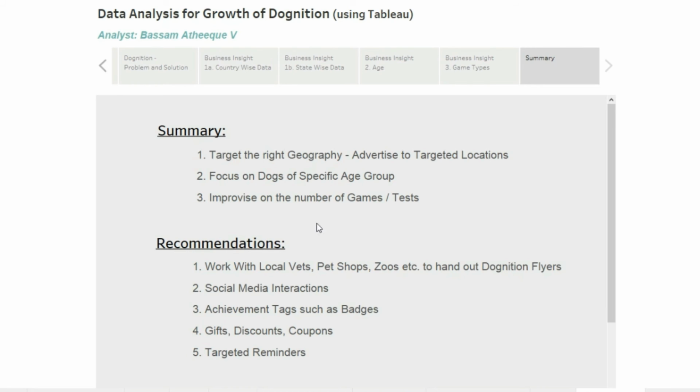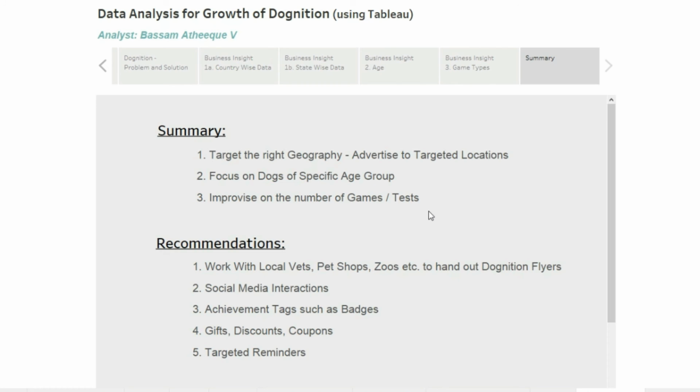Next is improvise on the number of games and tests. I feel that there was a lot of useless games. I'll be blunt about it. Lots of useless games which are not required. I think we can get rid of those and concentrate on the main parts. Next, finally, the recommendations. I would just sum it up, even though I spoke about it.